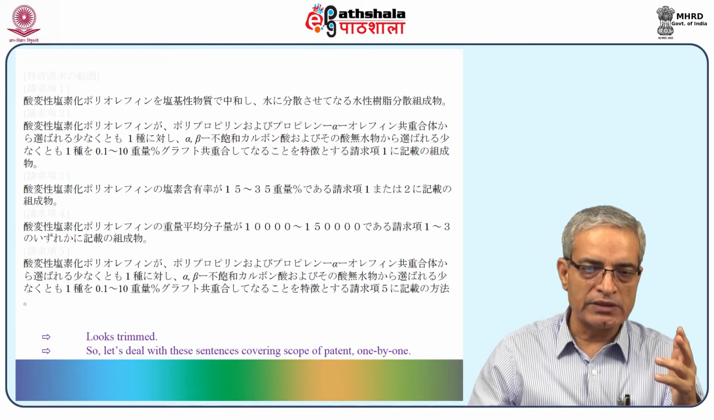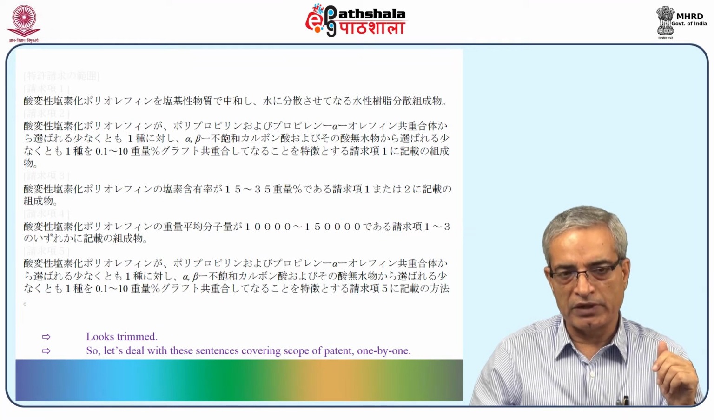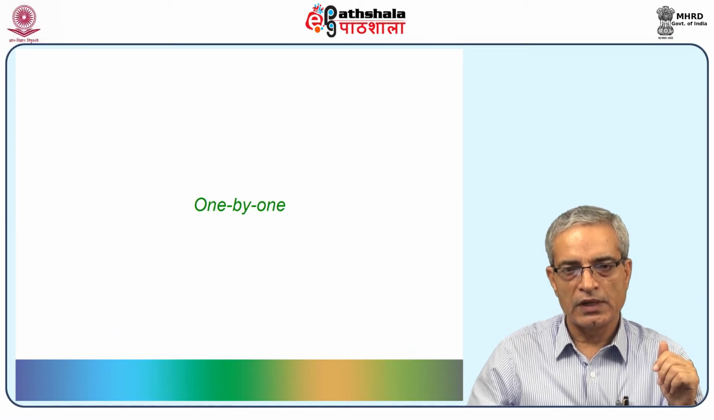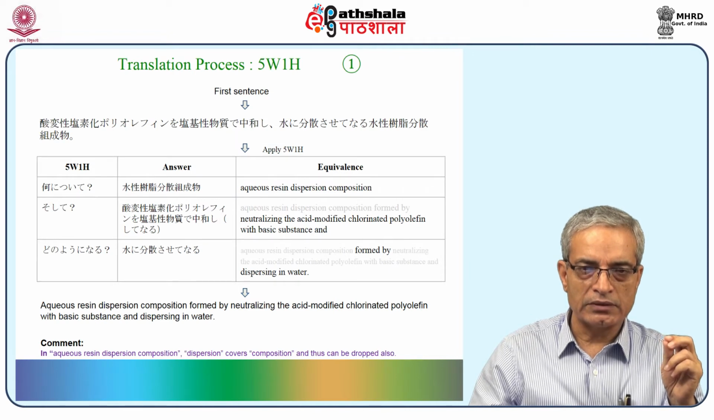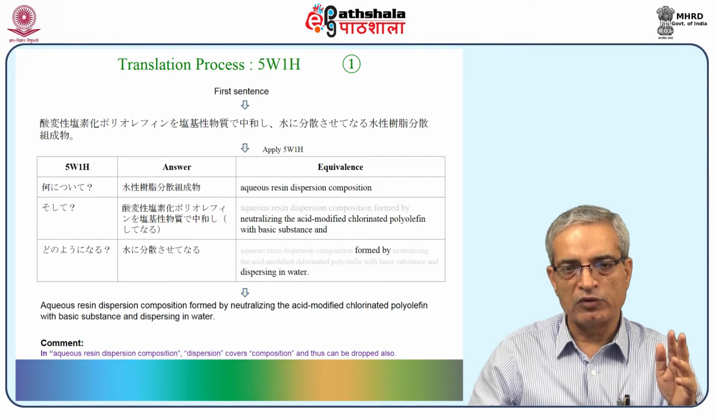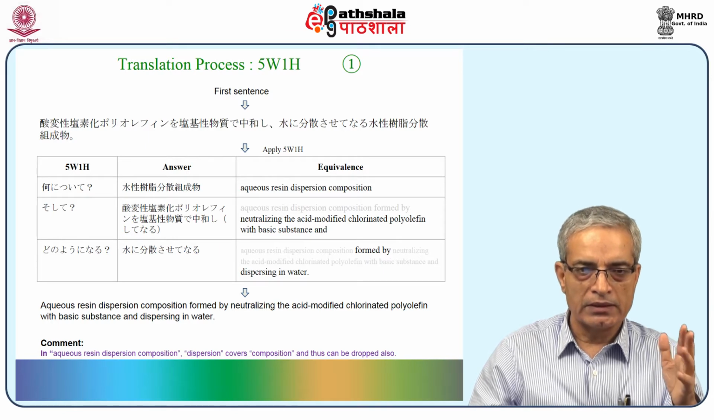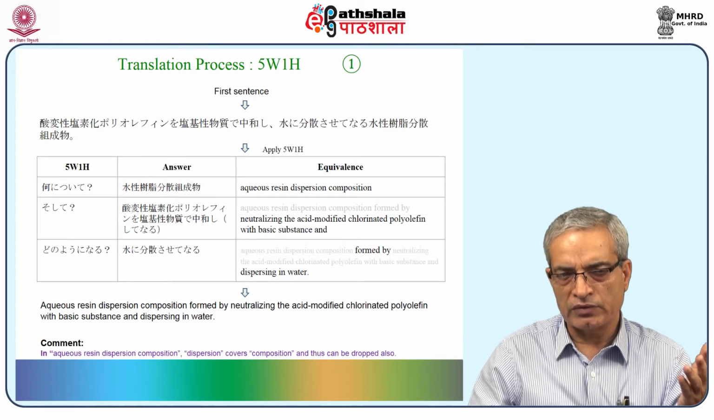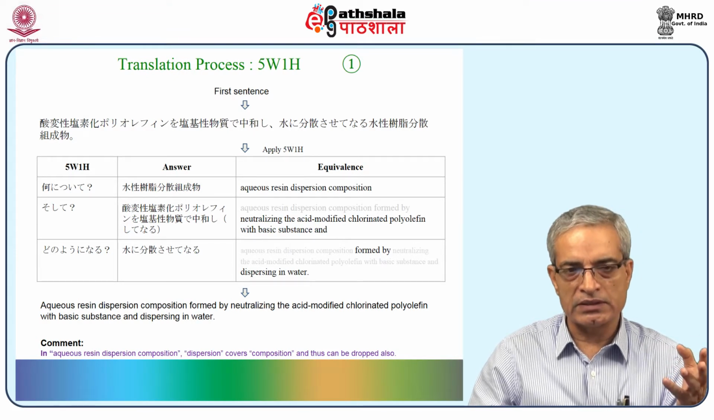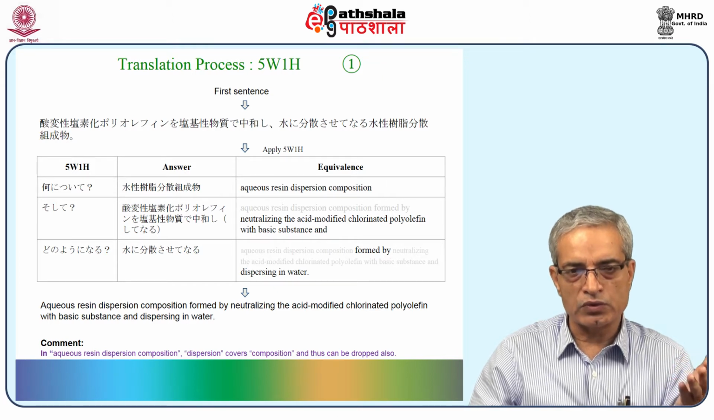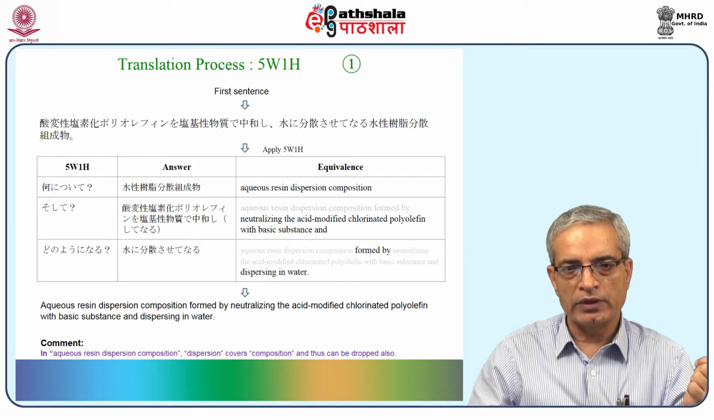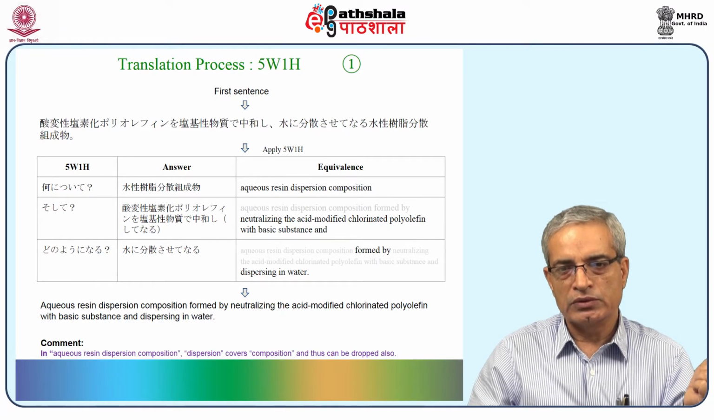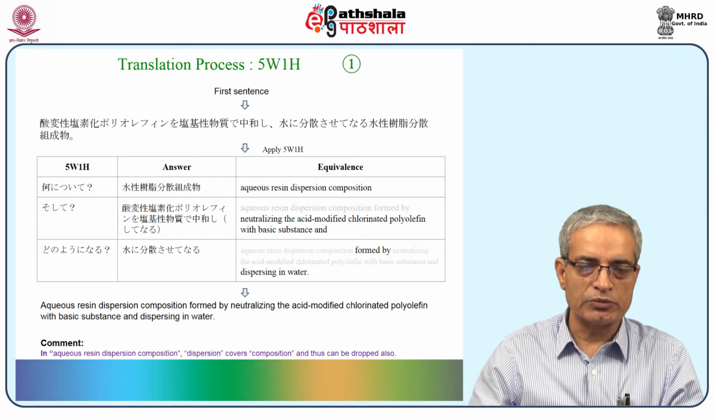So let's deal with these sentences covering the scope of patent one by one now. We have picked up the first sentence and we are trying to apply the 5W1H on it. If you have a readability issue, you can look into the dictionary, but it's not so difficult. San hensei enso ka poriorefin o enki sei busshitsu de chūwa shi, mizu ni bunsan sasete naru suisei jushi bunsan sosei butsu.